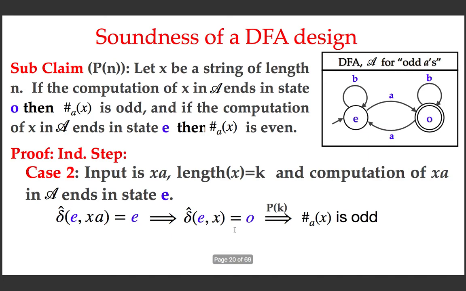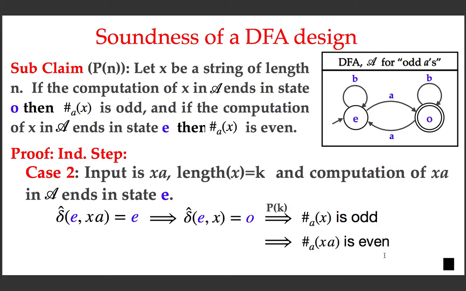Then from the induction hypothesis, if the processing of x, which is of length less than or equal to k, ended in O, the hypothesis tells you that the number of a's in x is odd. Then what is the number of a's in xa? An odd number plus 1 is an even number. Then you are done, because you proved that when the processing of xa ended in E, the number of a's in xa is even. So that case is also done.